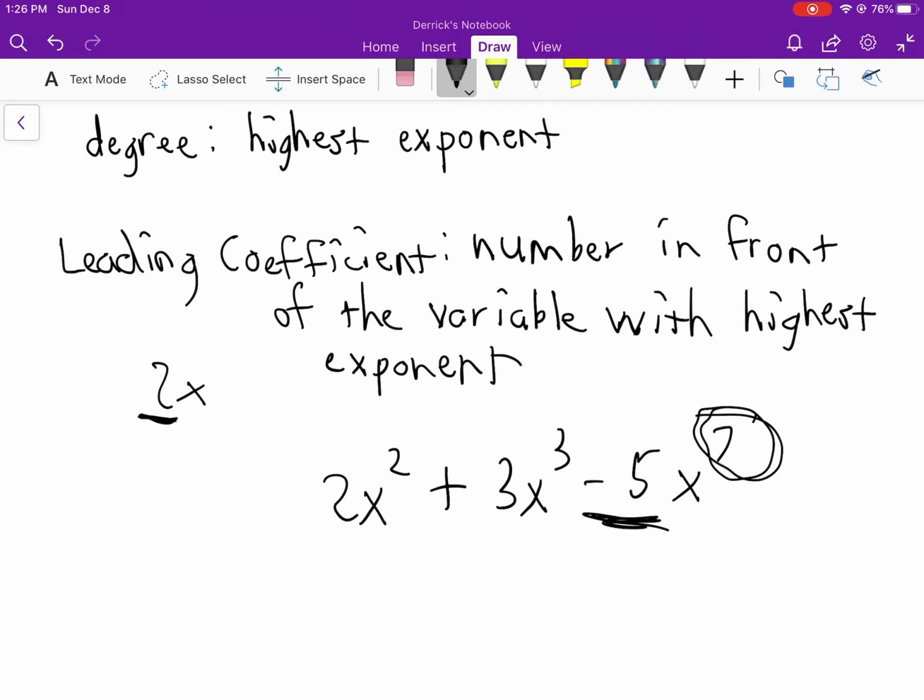Now, in general, you're going to see most functions given to you in standard form, and if they're not in standard form, I'm probably going to ask you to put them in that form. So a lot of times it will end up being the first number that you see, but you always need to look because it's not required to be the first number. It's entirely based off where the highest exponent is and what number comes in front of that variable.